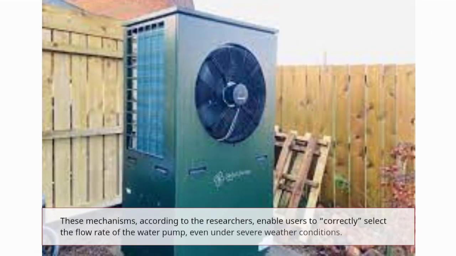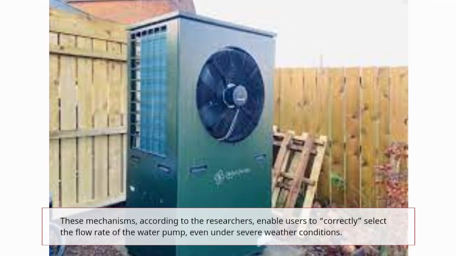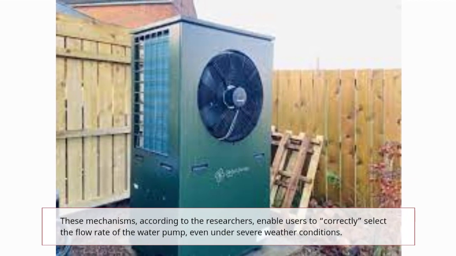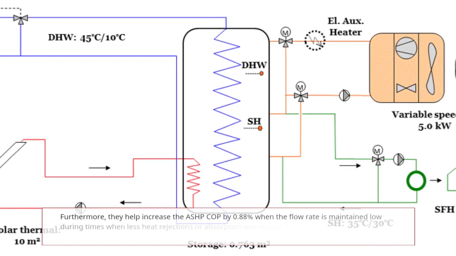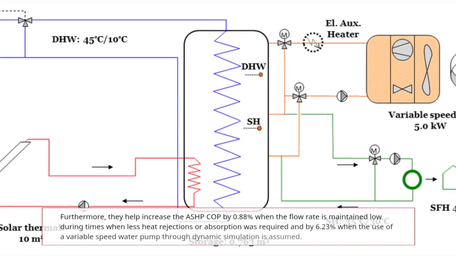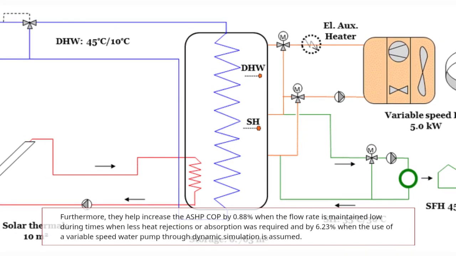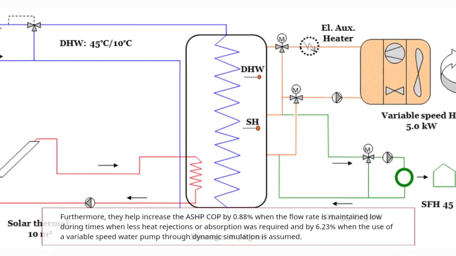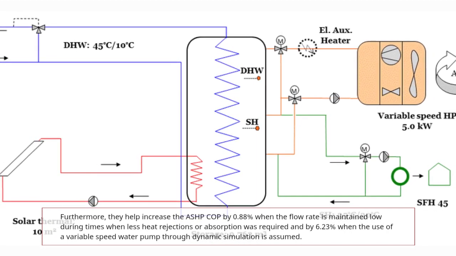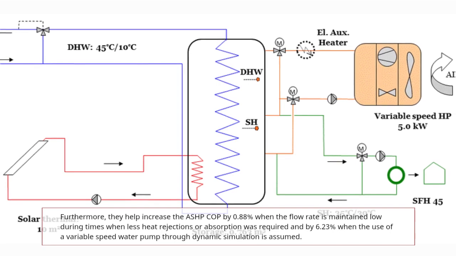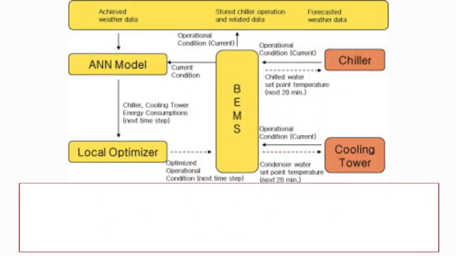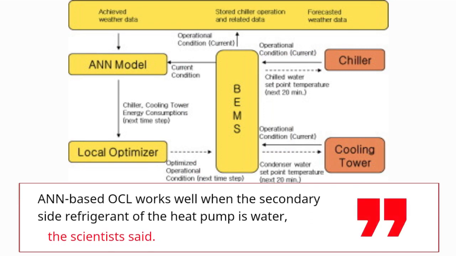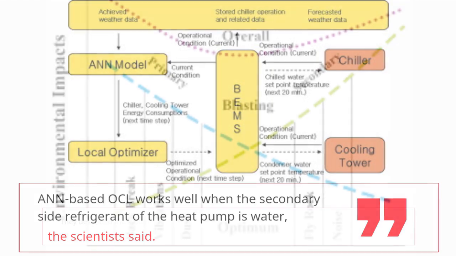These mechanisms, according to the researchers, enable users to correctly select the flow rate of the water pump, even under severe weather conditions. Furthermore, they help increase the ASHP COP by 0.88% when the flow rate is maintained low during times when less heat rejection or absorption was required and by 6.23% when the use of a variable speed water pump through dynamic simulation is assumed. ANN-based OCL works well when the secondary side refrigerant of the heat pump is water, the scientists said.